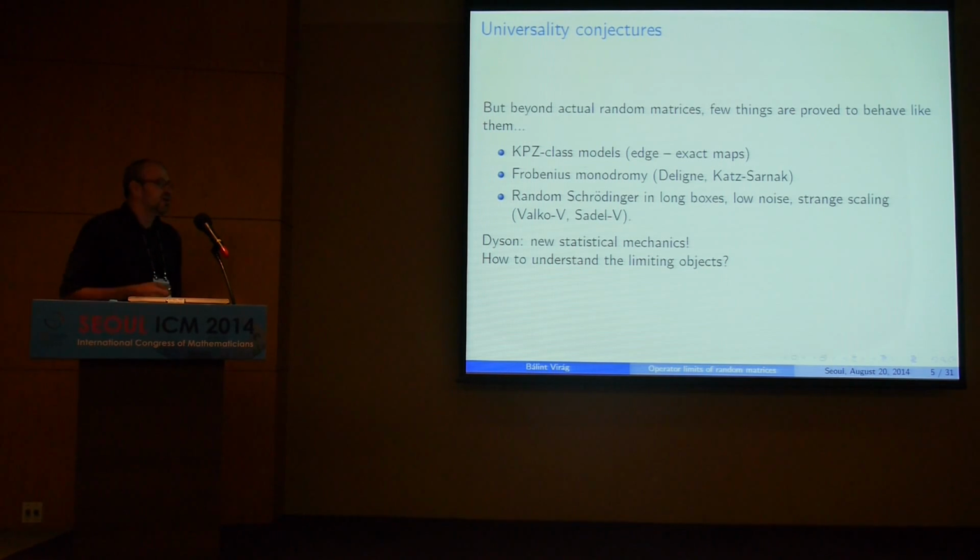Again, very little is known for actual universality, where we're looking at models that are not straight-out random matrices and should behave like random matrices. One is models in the KPZ class. You have seen many talks about these, and there are exact maps that relate them to random matrices. Then there is the Frobenius monodromy, which is a number analogous to these Riemann zeros in a slightly different world in number theory. And finally, we also have some small results that in the random Schrödinger operator, when you have some funny scaling, you can still find these GOE statistics.